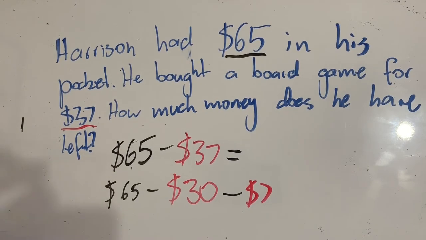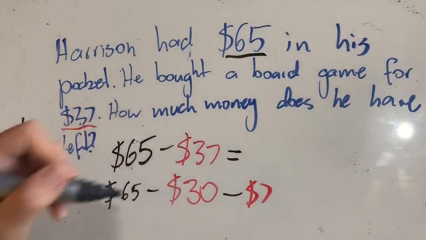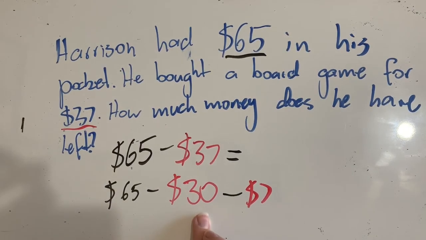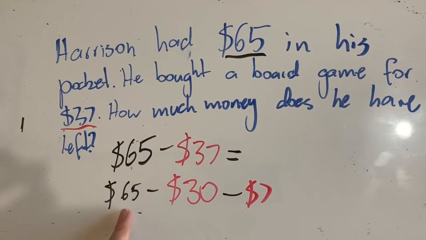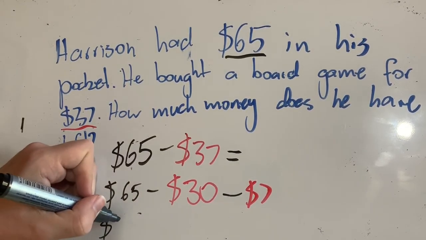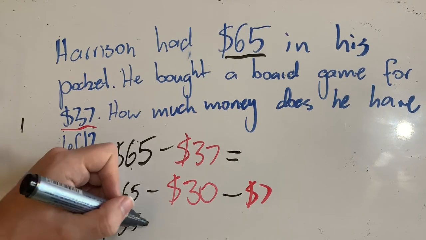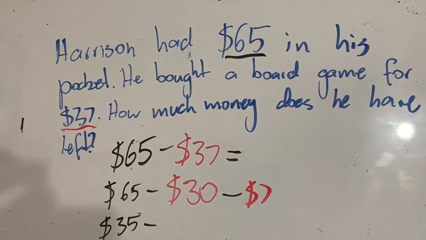Now this is looking like something which is a little bit easier to do in our heads, but I'm going to do it on the page still because it's easier to show you that way. So now I need to subtract 30 from 65. 6 minus 3 is 3. So 65 minus 30 is $35. And I've still got this $7 over here.